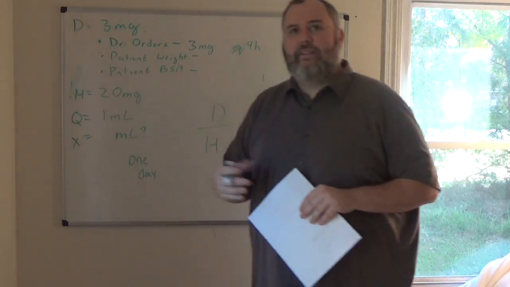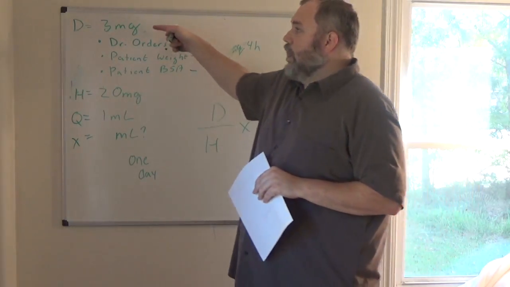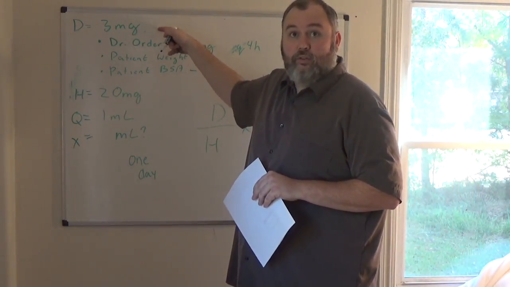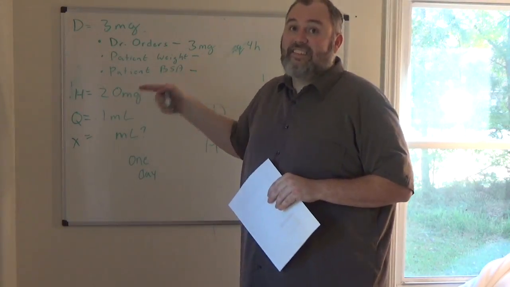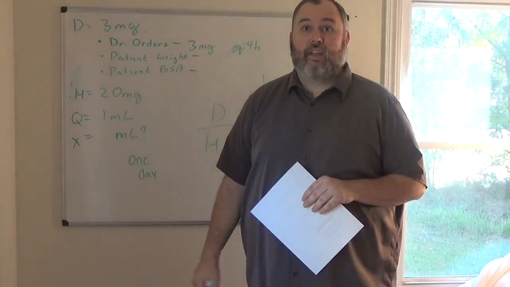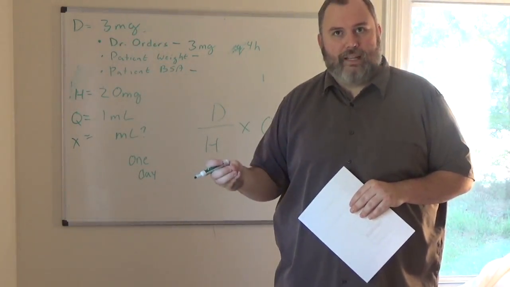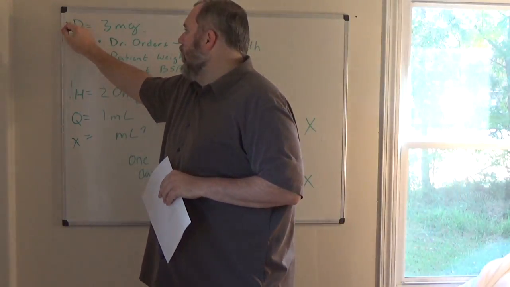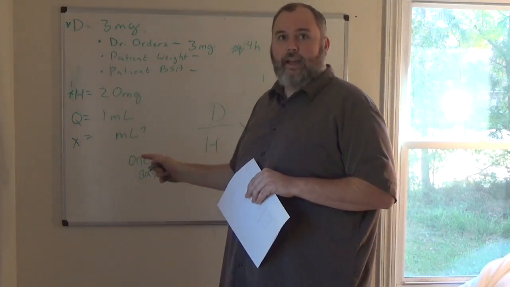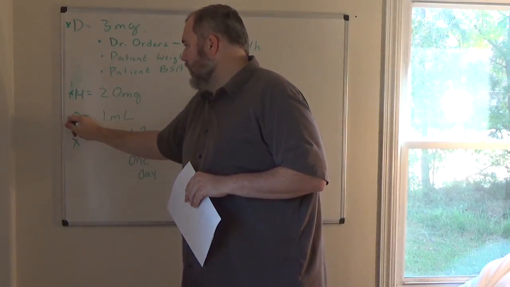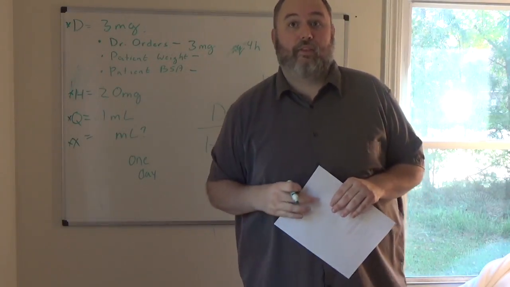So I've got everything I need to know, but there's a couple other things I want to mention. Your D, your desired dose, is in milligrams. Your H is in milligrams. This is not a coincidence, people. Your D and your H will always be the same unit. And your Q and your X will always be the same unit. Okay? It's just because the math works out this way.